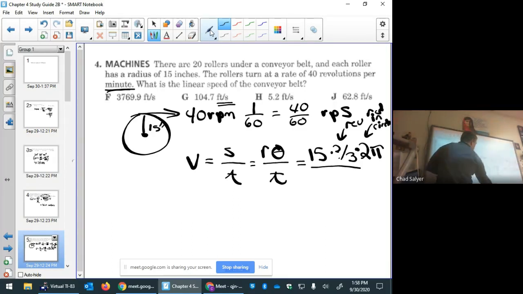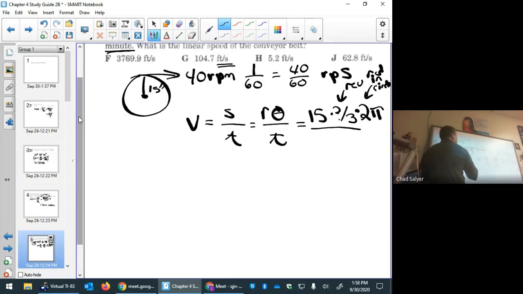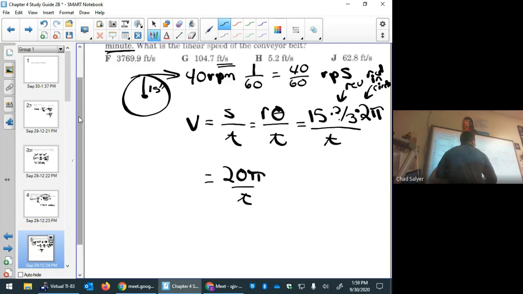All right, so these can get kind of tricky. You have to keep a lot of things in mind simultaneously, but you can do it if you take your time. And you have an unlimited amount of time on the test. And that's again over just the time, which is 1 second. 15 times 2/3 is 30 over 3, or 10, times 2 is 20 pi over t. And think about our units here, that's in inches per second.